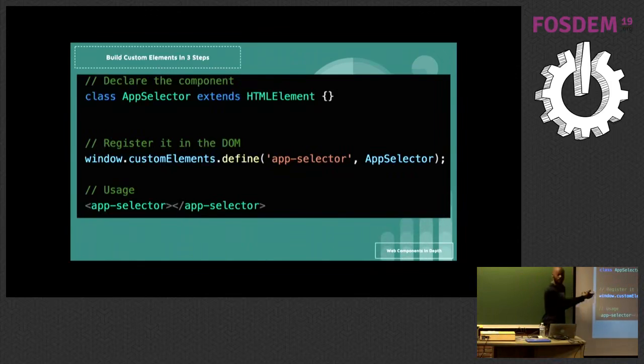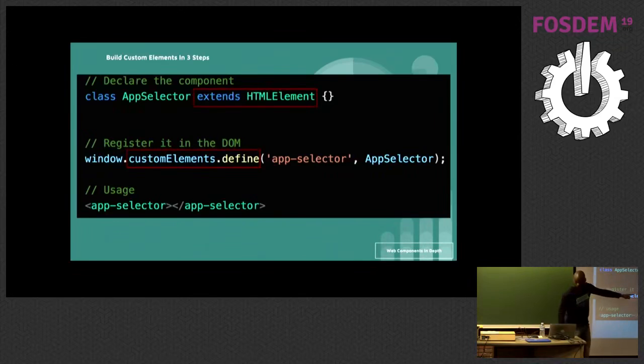Your browser supports that. Then I have window.customElements.define with the app selector, and then I just pass the class that defines that element. And then I can use it this way in my app. And voila, we have a web component. That was difficult, right? But I'm still available after the talk, if you don't get that part. So, a few points: extend HTMLElement, customElements.define, and then use it in the browser.